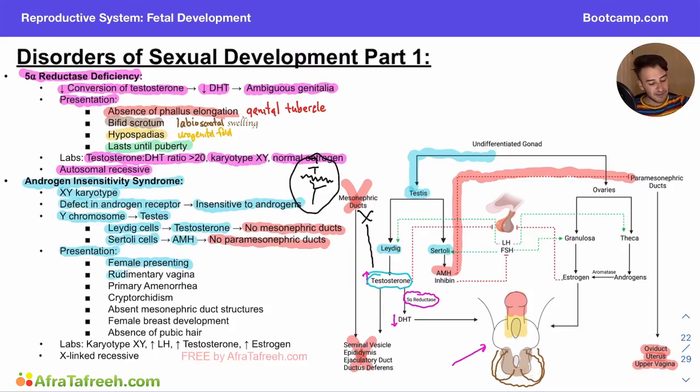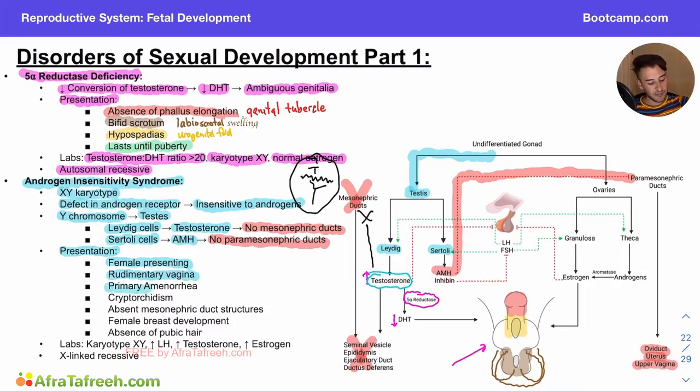Next, let's talk about the fact that they have a rudimentary vagina. So if we look down here, when we talked about the fact that the paramesonephric ducts are going to regress because we had formation of anti-Müllerian hormone, that means that our upper vagina is not going to be forming. And so the rudimentary vagina is just the fact that they don't have a mature upper vagina.